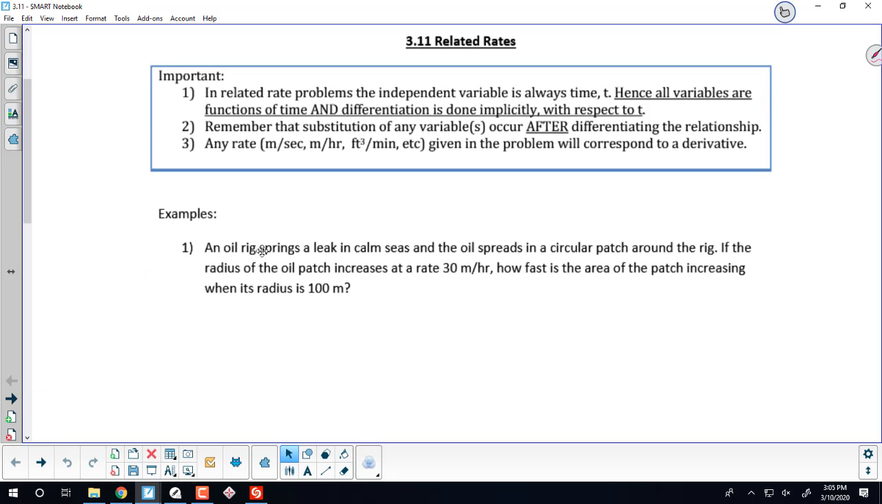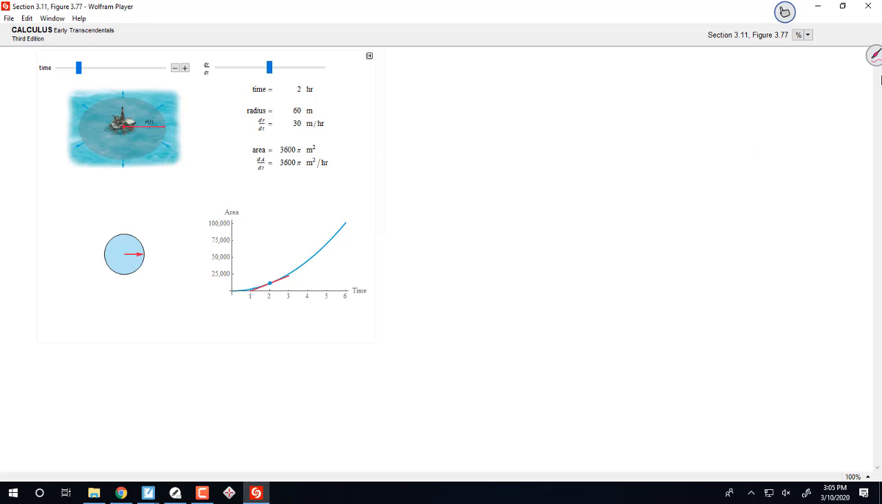We have an oil rig that sprung a leak in the Gulf. The oil spreads in a circular patch around the rig. If the radius of the oil patch increases at a rate of 30 meters per hour, how fast is the area of the patch increasing when its radius is 100 meters?